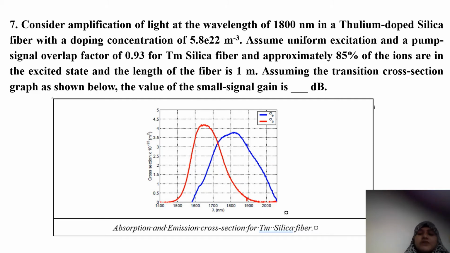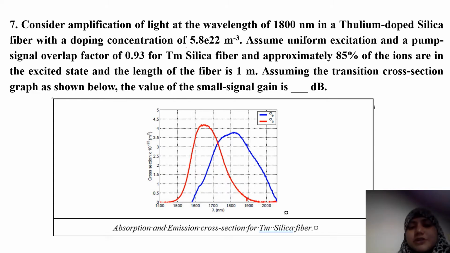Now this question is a very interesting question, and it is a bit involved too. So over here, what do we have? We have an amplification of light at a wavelength of 1800 nanometers, and this is another material, not EDFA. This is thulium doped silica fiber. It has some doping concentration, which as we talked about is per meter cube.